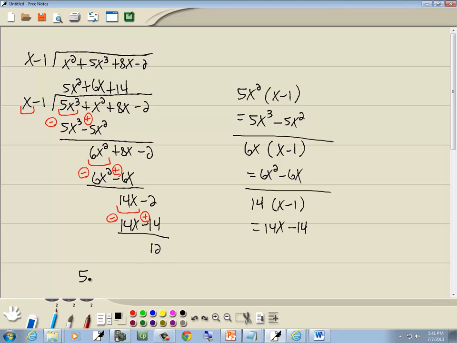So our answer is going to be 5x squared plus 6x plus 14 plus our remainder over what we're dividing by. So 12 over x minus 1. And that's our answer.